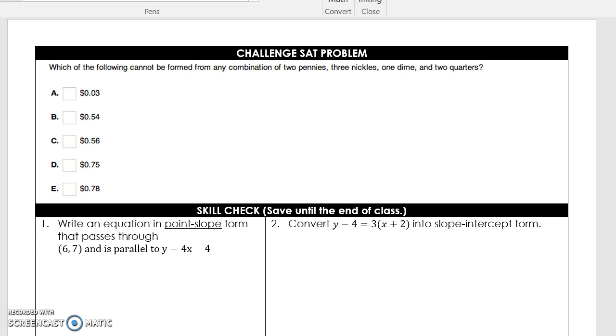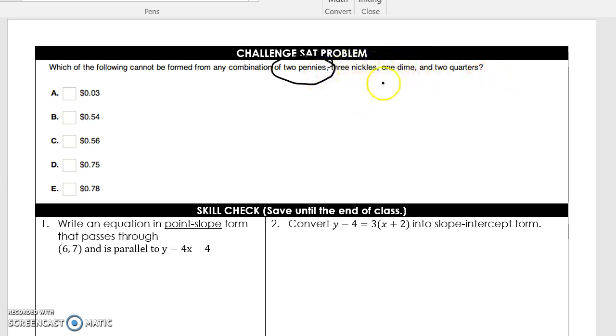It says, which of the following cannot be formed by any combination of 2 pennies, 3 nickels, 1 dime, and 2 quarters? I think, and you can argue with me, that the key to this problem is the 2 pennies thing. Everything else is going to end on a 5, so if we have nickels or quarters, we're going to end on a 5, and so you can go 5, 6, 7 with your pennies, so you can go up to a 7.